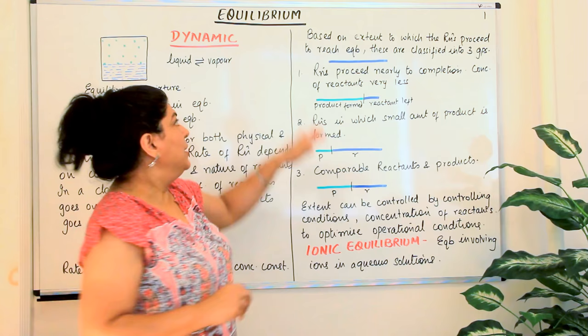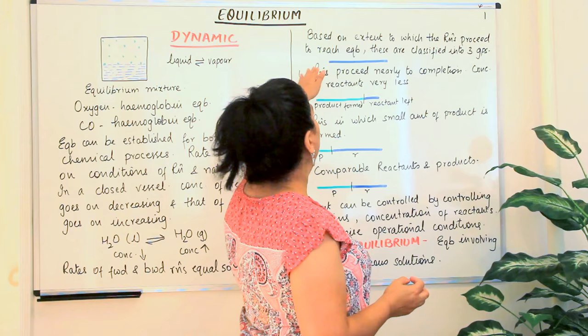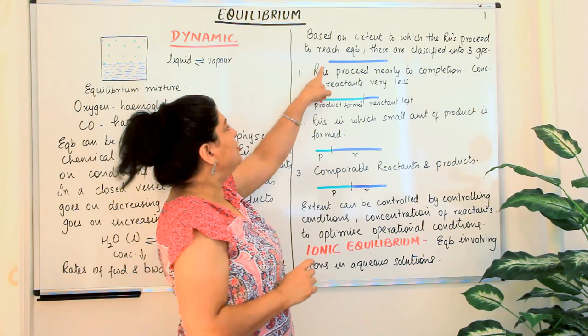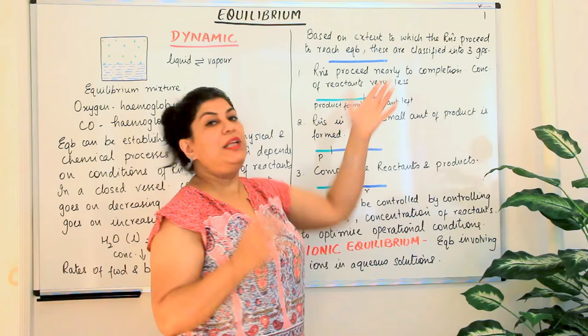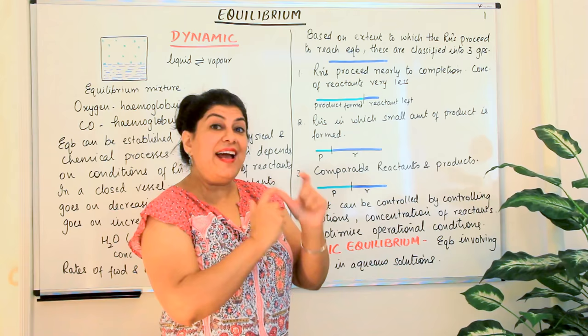So based on the extent to which the reaction proceeds, reaction equilibria are classified into three groups. The first group is where, let us assume, initially we started with the blue line, and the blue line represents the concentration of the reactants. As the reaction starts, initially we have only the reactants, and then the reactants start reacting with each other. As they react, we start getting the green colored product.